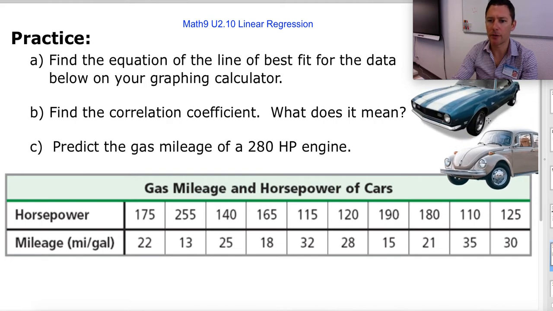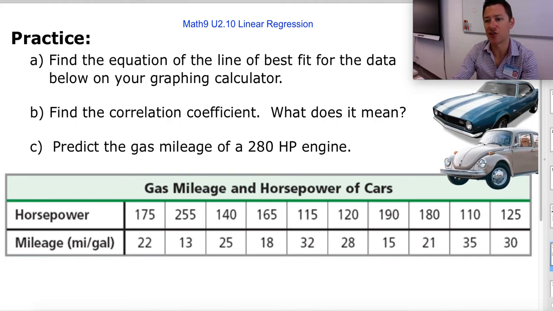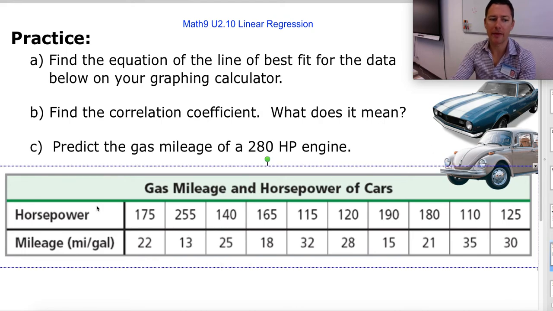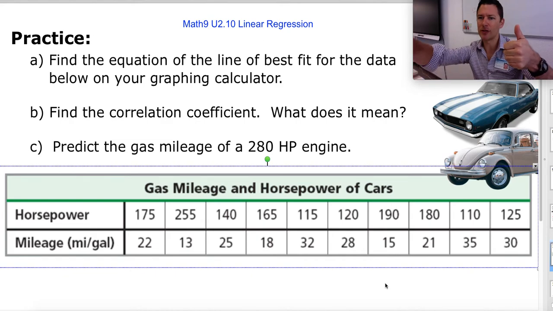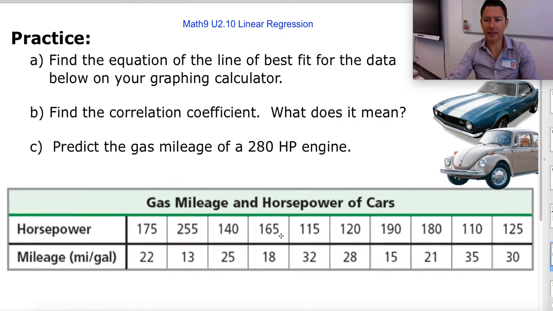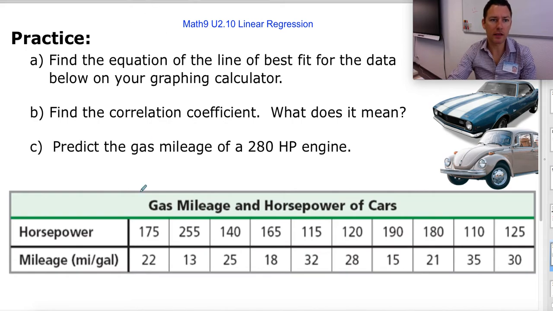This is talking about horsepower in cars. It means engine size, engine power, and the gas mileage. You'd expect a bigger engine is going to be less efficient with gas, right? And a smaller engine is going to be better with gas. So what I'd like you to do in a second is plug these in. Let's use X as horsepower and Y for gas mileage, because I think this one depends on this one.